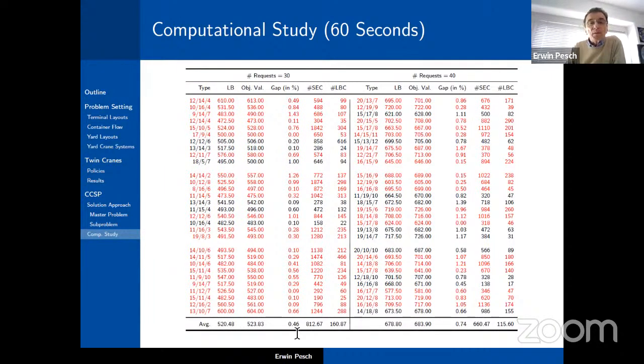And here, of course, the difference between lower bound and objective value is closer because we have better values now. And the gap is on average here 0.5%. And here it is a little bit more than 0.5%. So we were quite satisfied. It seems that this optimal procedure, this branch and cut approach, can also be used as a heuristic if you stop the time after a couple of seconds or after a minute.